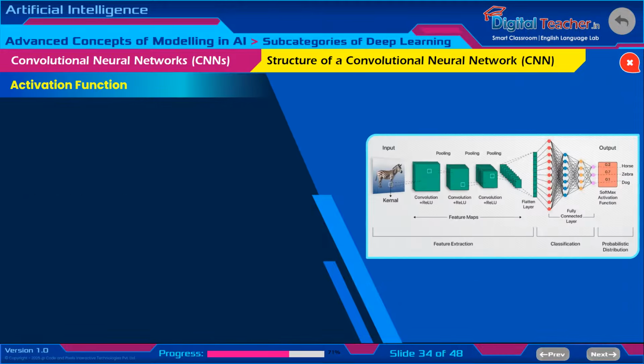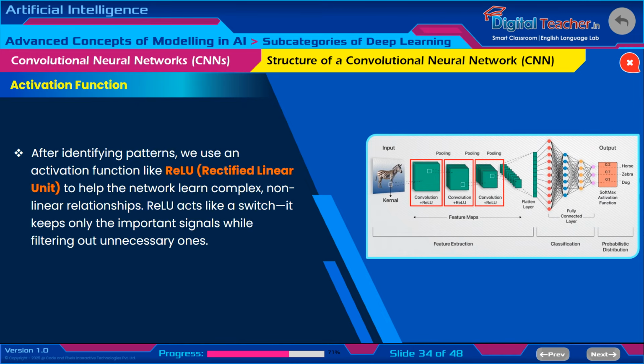Activation function. After identifying patterns, we use an activation function like rectified linear unit to help the network learn complex, nonlinear relationships. Rectified linear unit acts like a switch. It keeps only the important signals while filtering out unnecessary ones.